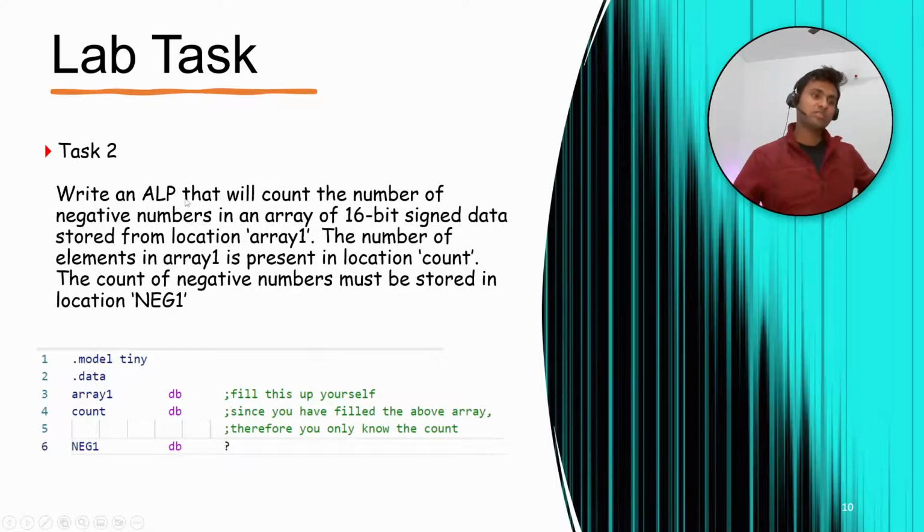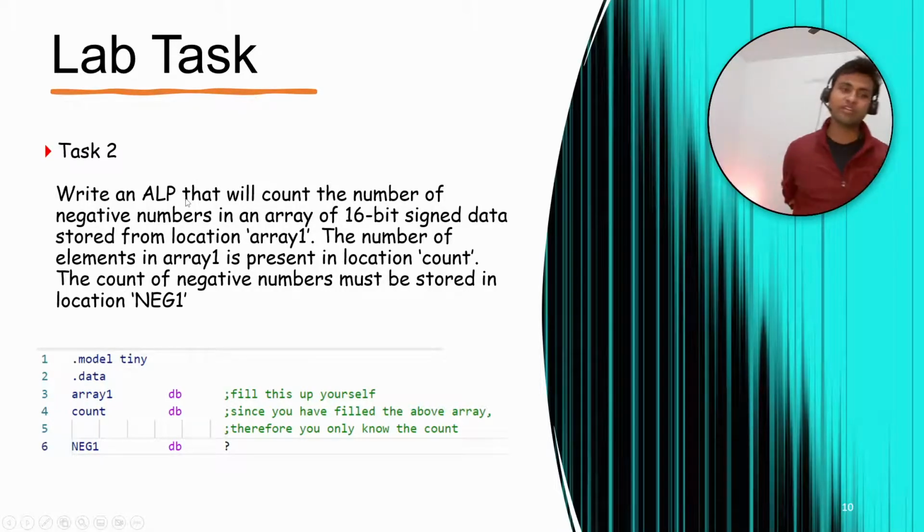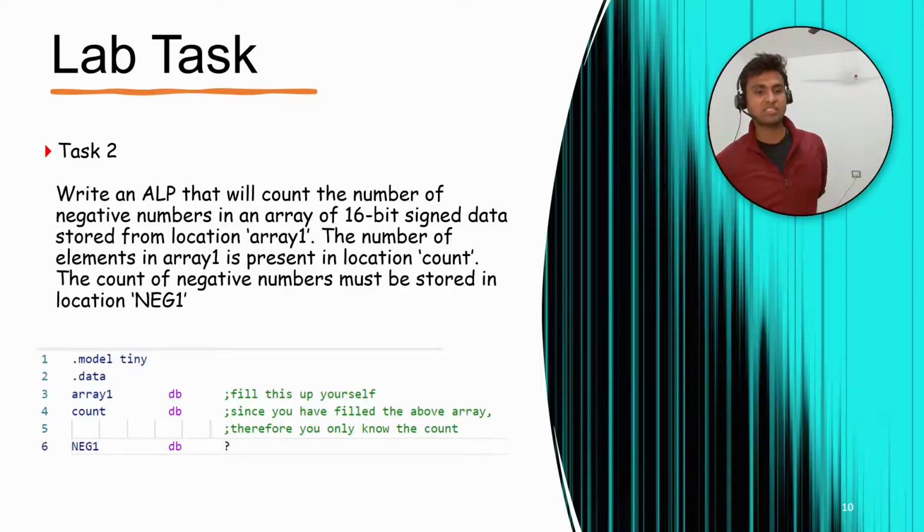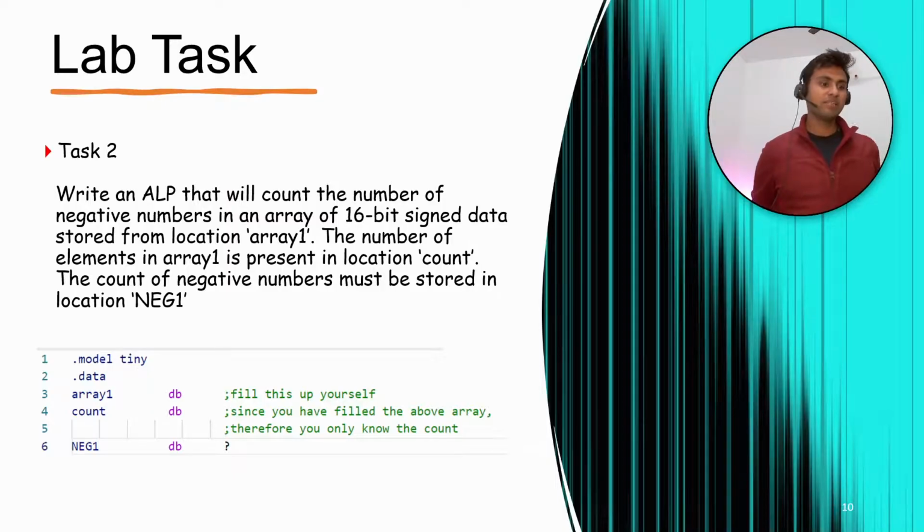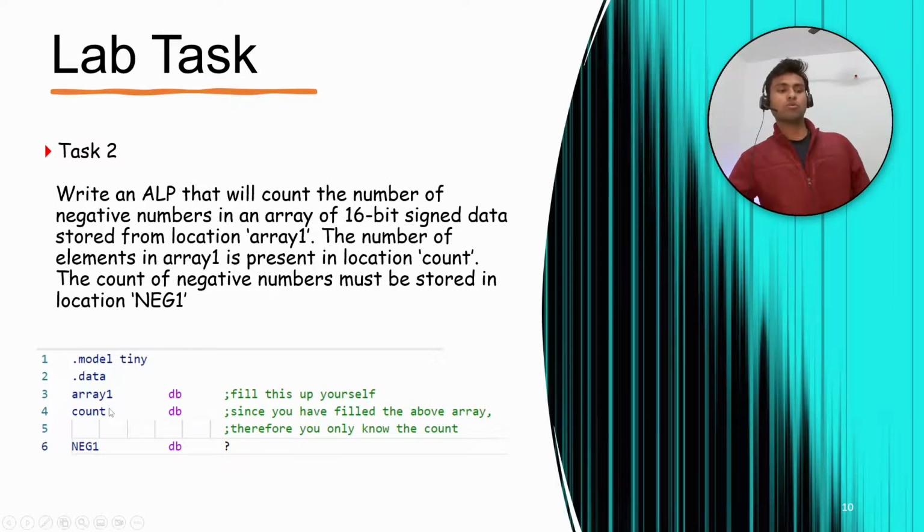Task 2 is write an ALP that will count the number of negative numbers in an array of 16-bit signed data stored from location array1. The number of elements in array1 is present in location count, and the count of negative numbers must be stored in location neg1. I've not filled this array for you. You can take 5, 10, 15, however many elements you want, and fill it with an appropriate count. And now using these two as variables, write a generic ALP, all right? And whatever the result is, store that back in neg1.